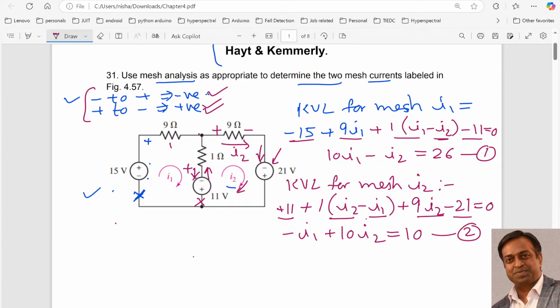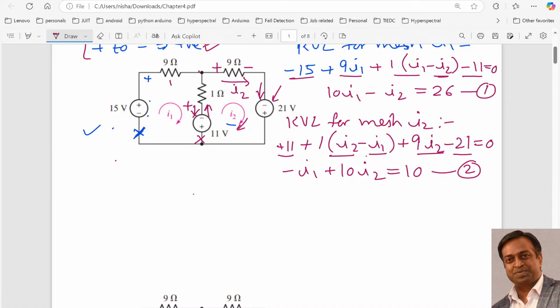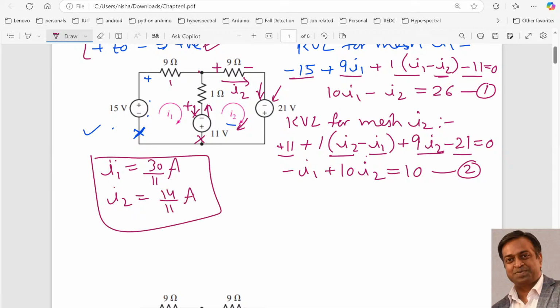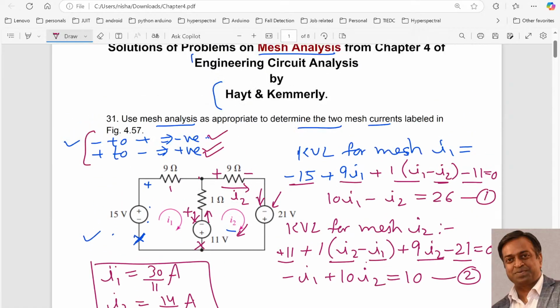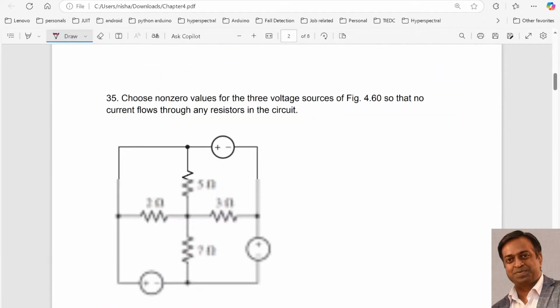So these are the two equations, and if you solve these two equations simultaneously, you will get I1 as 30 by 11 and I2 will be 14 by 11 ampere. So this is the answer for this question, where we need to determine the two mesh currents. Now going to the second question.